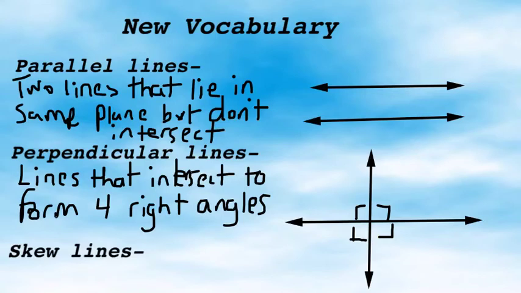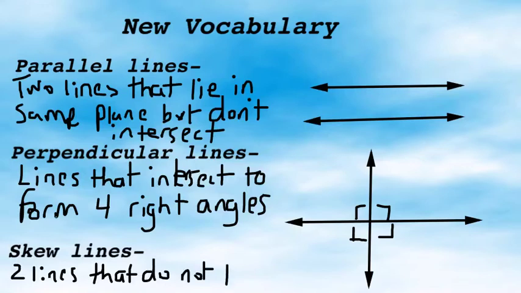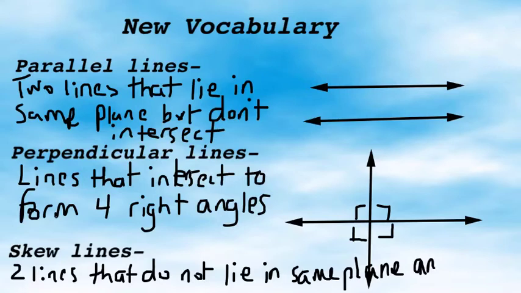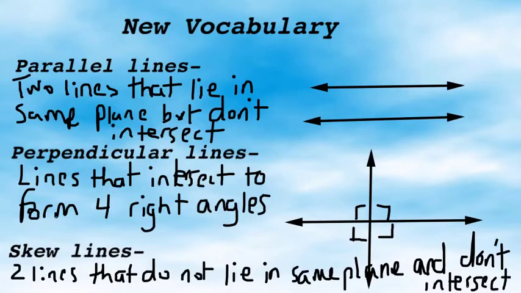And our last one is skew. I want to show you an example of what that looks like on the next slide. But these are two lines that do not lie in the same plane and don't intersect. I know I'm running a little bit out of room here, but they also do not intersect. Okay, so let's look at some examples.